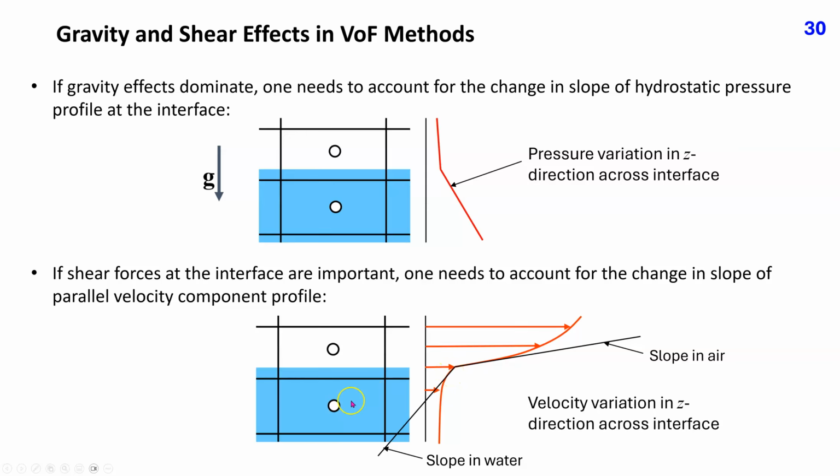A linear interpolation between velocity values at these two cell centers to obtain the velocity at the cell face would produce a wrong result, because the slope in velocity variation changes suddenly at the free surface. The shear stress is the same on air and water side of the interface, but because of a large difference in viscosities, the velocity gradient is much higher in air than in water.